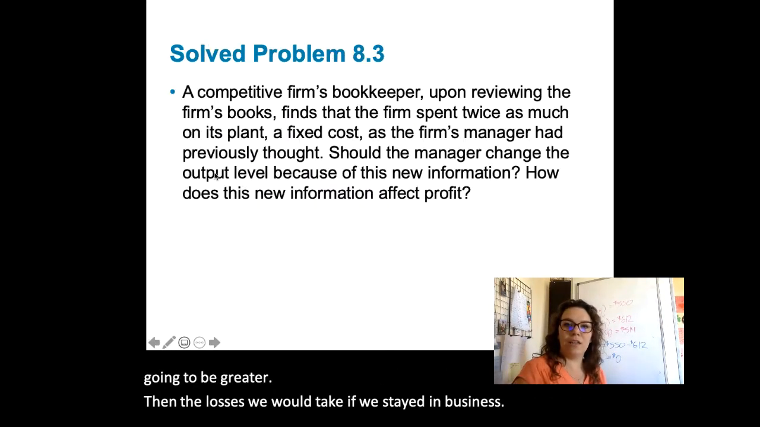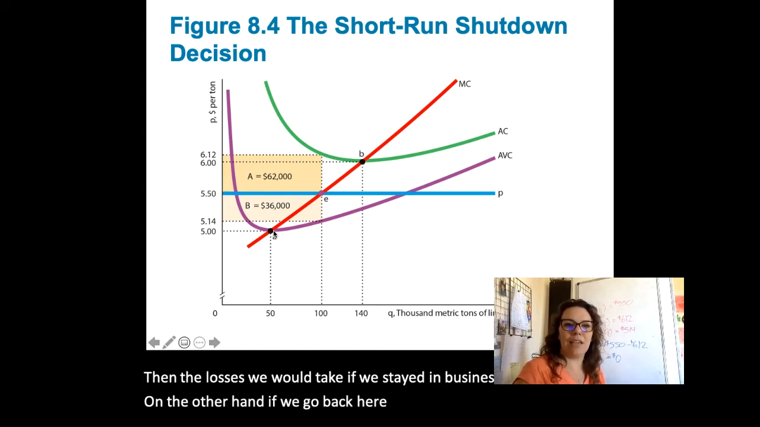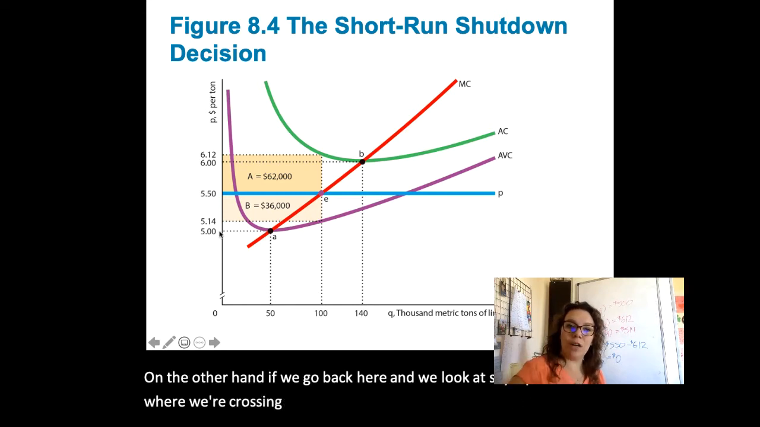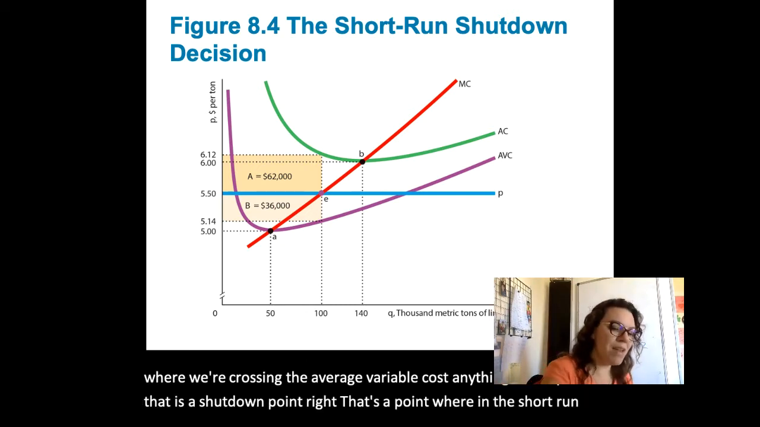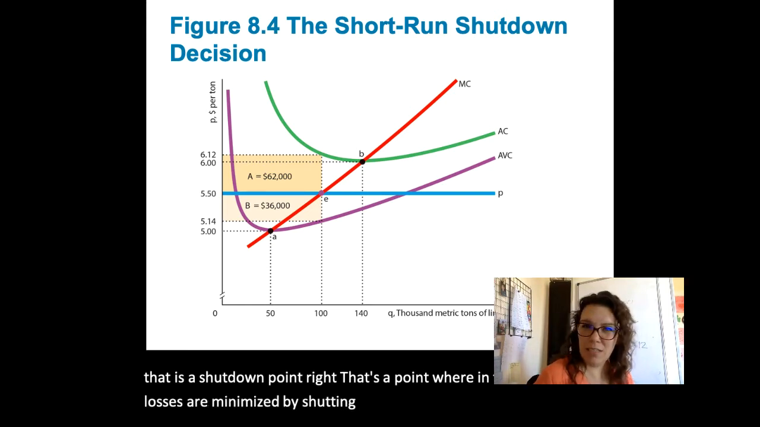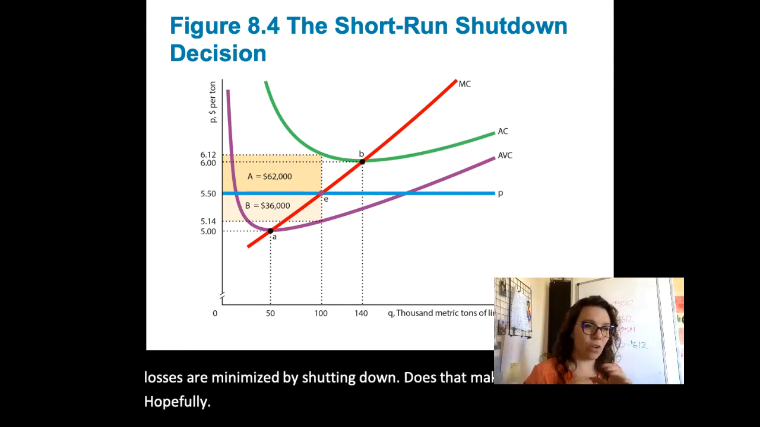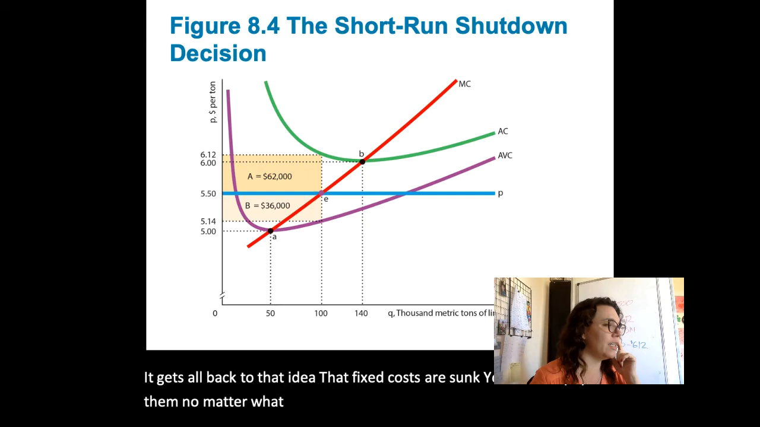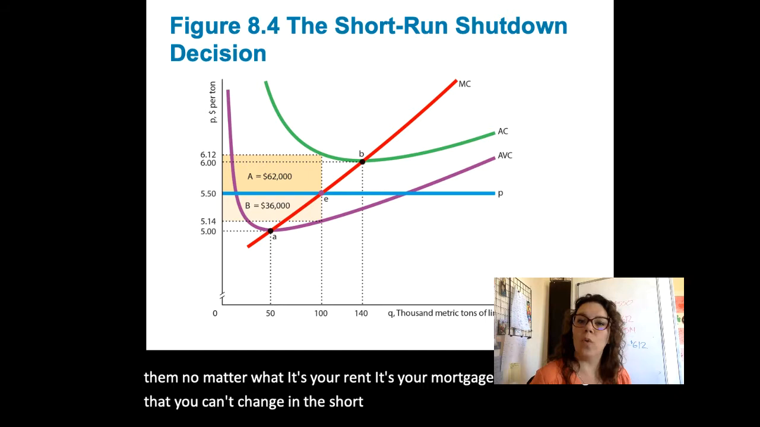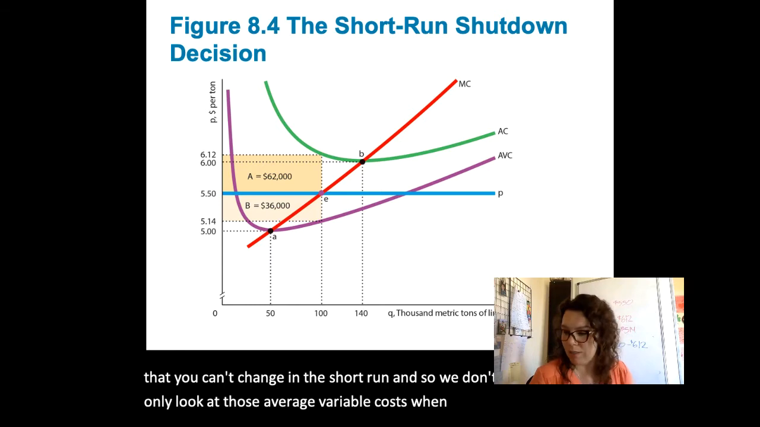On the other hand, if we go back here and we look at, say, a point A, where we're crossing the average variable cost, anything below point A, that is a shutdown point, right? That's a point where, in the short run, losses are minimized by shutting down. Does that make sense? Hopefully. It gets all back to that idea that fixed costs are sunk. You have to pay them no matter what. It's your rent, it's your mortgage, it's something that you can't change in the short run. And so we don't consider it. We only look at those average variable costs when determining whether to shut down or not.